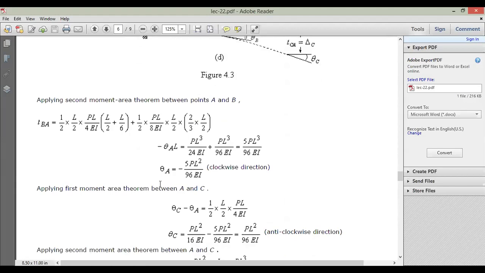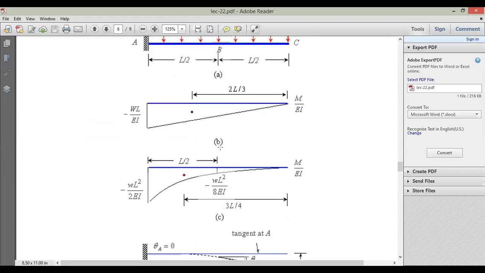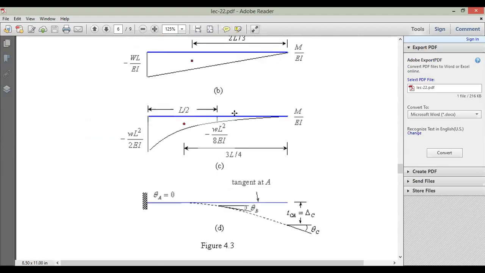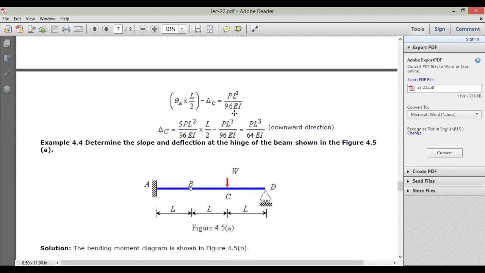First moment area between A and C, then second moment of the first moment of the area between A and C. This is A and C. You can see this point A and this point is C. B is the center point. So we can find again deflection in the terms of bending moment.